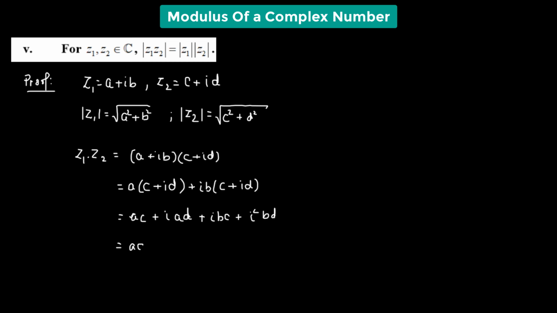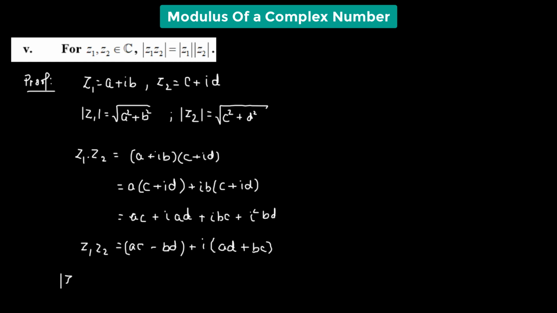Then we combine the two real parts, so we'll have AC minus BD plus the imaginary part. So we factor out I, that leaves us with AD plus BC. This is the value of the product of the two complex numbers z1 and z2.